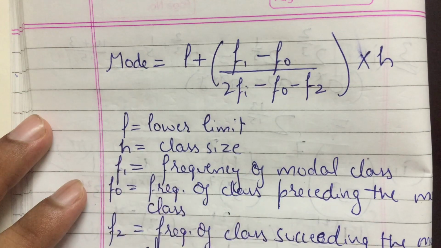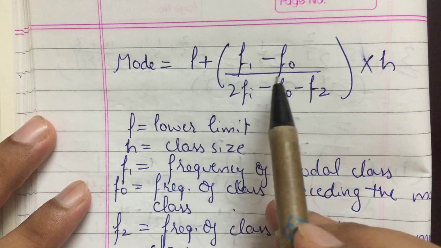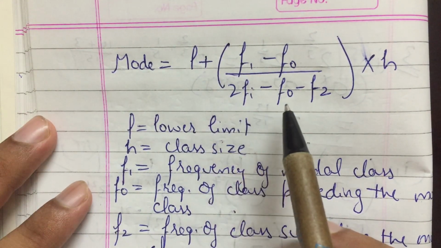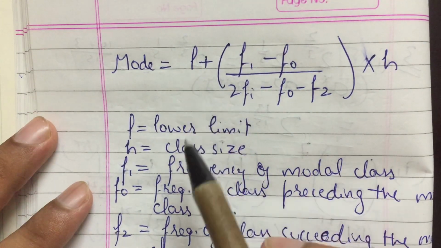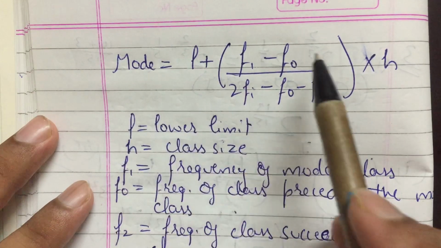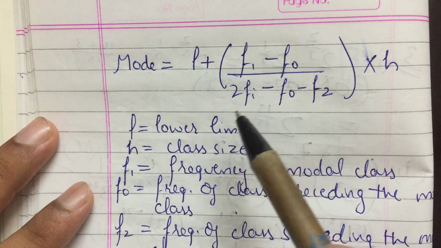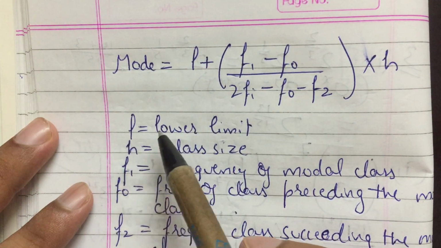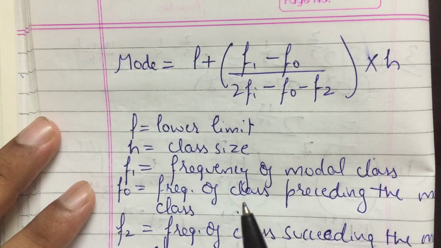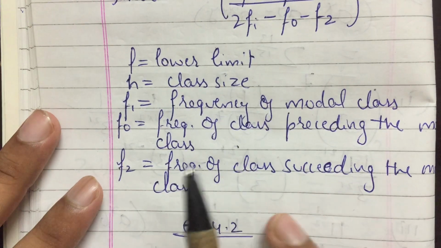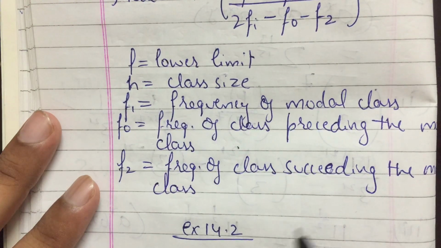But in grouped data, the mode formula is: mode is equal to L plus (f1 minus f0) upon (2f1 minus f0 minus f2), multiplied by h. For the modal class, which is the class having maximum frequency, L is the lower limit, h is the class size, f1 is the frequency of the modal class, f0 is the frequency of the class preceding the modal class, and f2 is the frequency of the class succeeding the modal class.